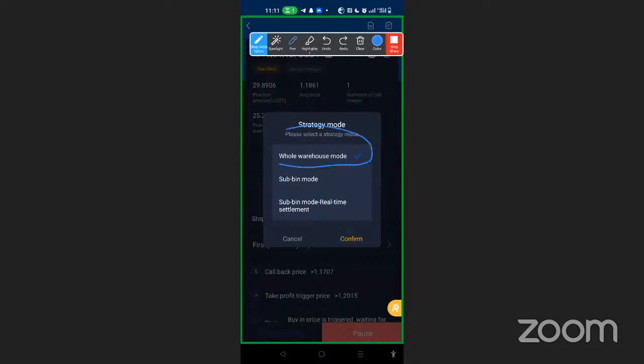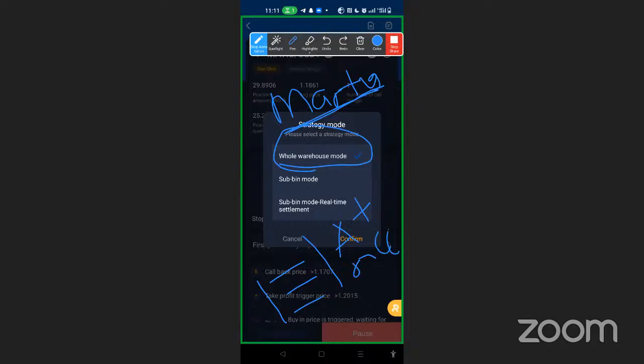So what is whole warehouse mode? Whole warehouse mode is what we call martingale. That's why we say the robot is a martingale robot. What does martingale mean? We buy at different prices and sell at once.